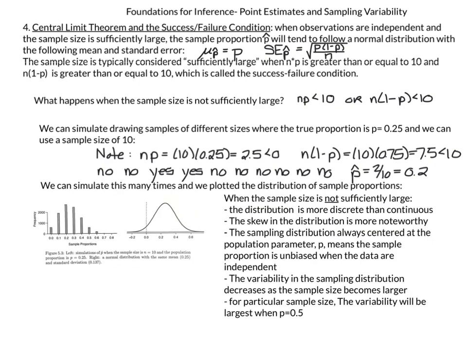And the other things we can notice is the sampling distribution is always centered at the population parameter p, which means the sample proportion is unbiased when the data are independent. And the variability in the sampling distribution decreases as the sample size becomes larger. And last, for a particular sample size, the variability will be largest when p equals 0.5.